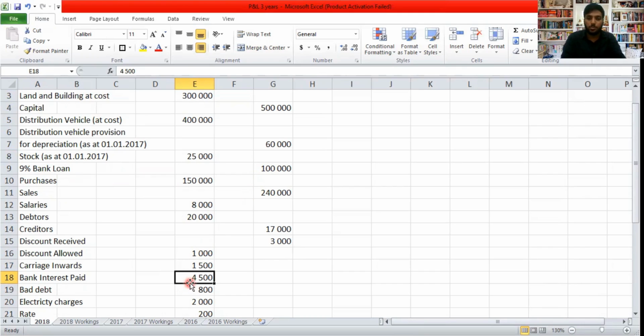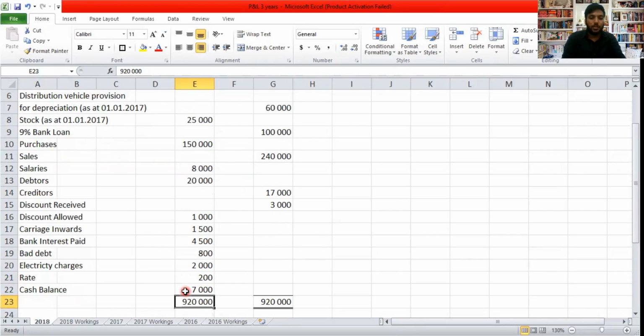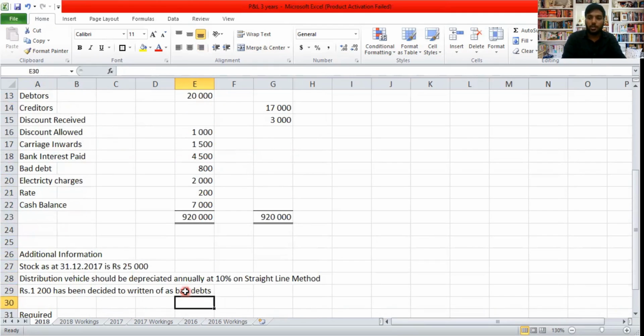So you need to find out what was the mistake. And they are given bad debt 800, electricity charges 2,000, rate 200, and cash balance 7,000. Then we have 920,000 as the total balance. That's all for the details they are given in the trial balance. So let's move on to additional information.